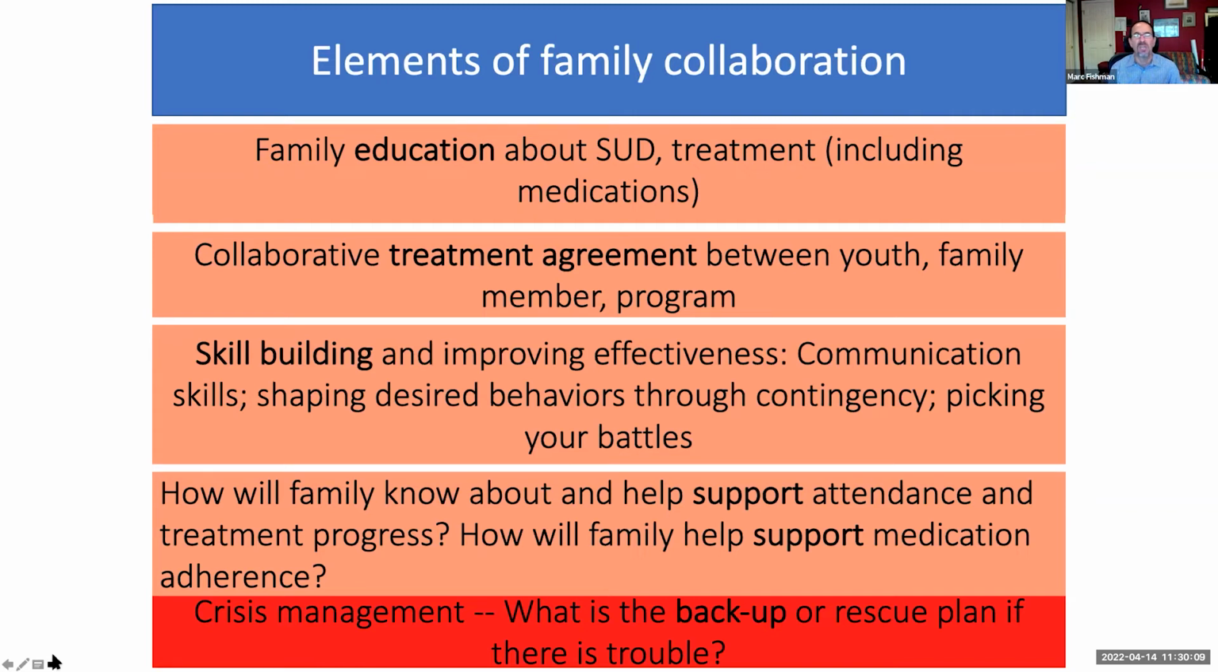What will happen if things go bad? How will we communicate progress? Who's allowed to know what? Is the family going to hear about every drug screen? Is the family going to hear about every attendance or non-attendance? Is the family going to know about this or that?